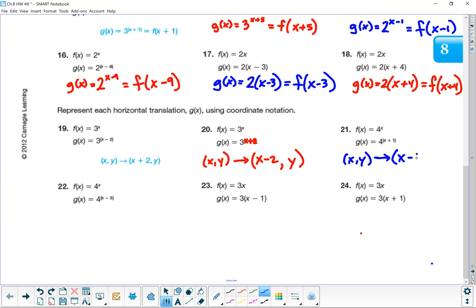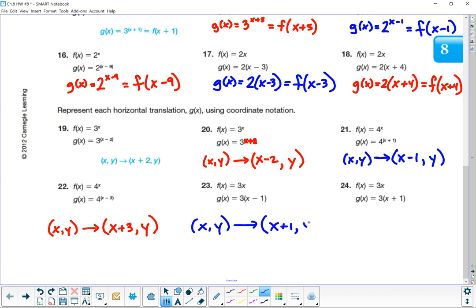Okay, this one, and again, instead of (x, y), we're going to use x. Instead of plus 1, it's going to be minus 1, and then comma y. Okay, again, instead of (x, y), it's going to be x, and then instead of minus 3, it's going to be plus 3, comma y. Okay, (x, y). Instead of (x, y), it's going to turn into (x plus 1, y).